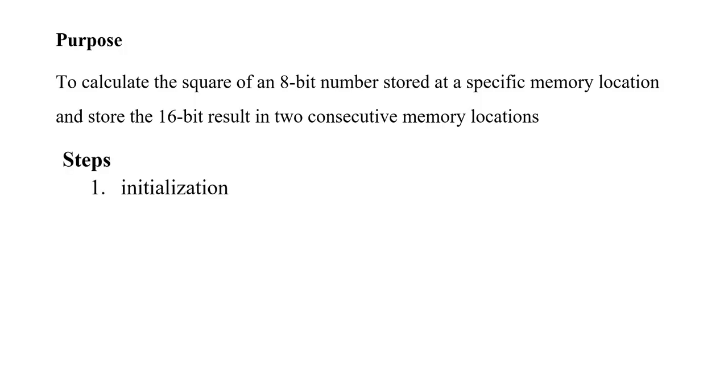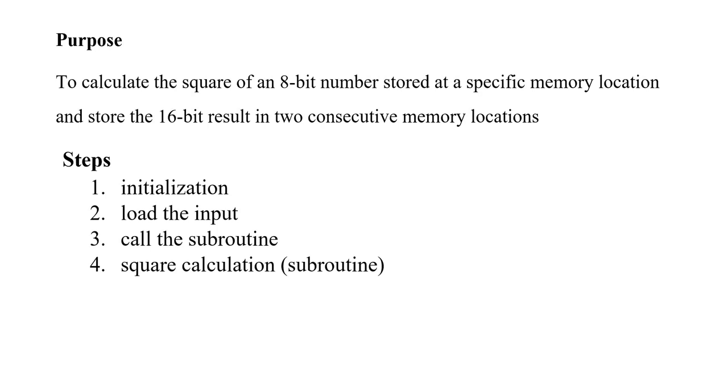These are the general steps of the program. First is initialization. Here we'll set up the memory pointer to point to the memory location where the input number is stored. The next step is loading the input. Here we retrieve the input value from the memory and move it into the accumulator A. Then we'll call the subroutine, which will jump to the subroutine to perform the square calculation.